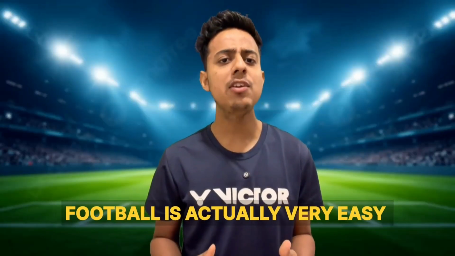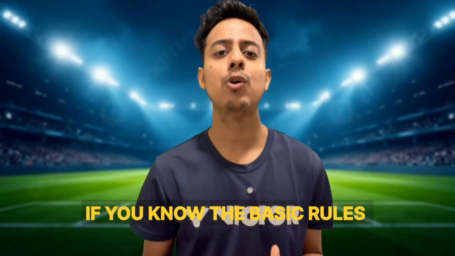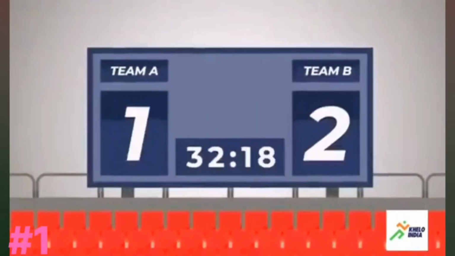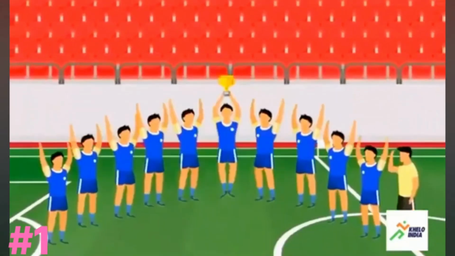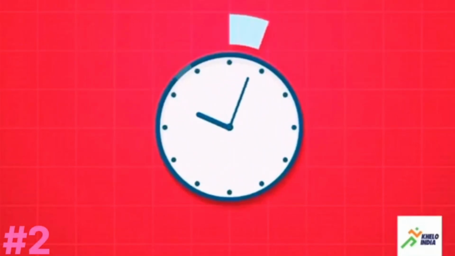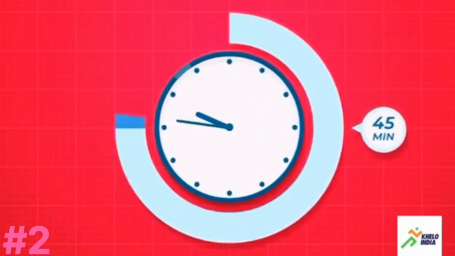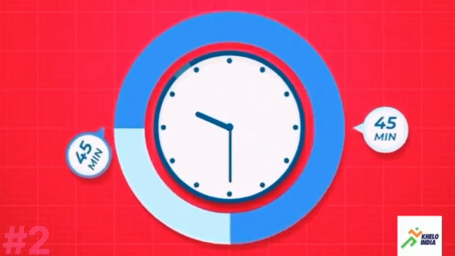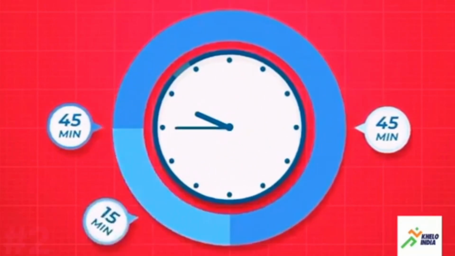Football is actually very easy to understand if you know the basic rules. Let's keep it simple. Rule 1. The team that scores more goals wins the match. Rule 2. A football match has two halves and each half is 45 minutes. So total playing time is 90 minutes plus extra time if needed.